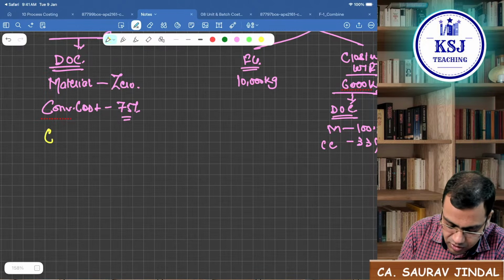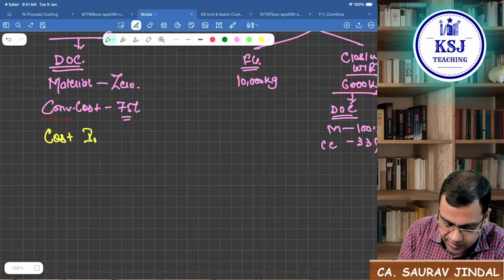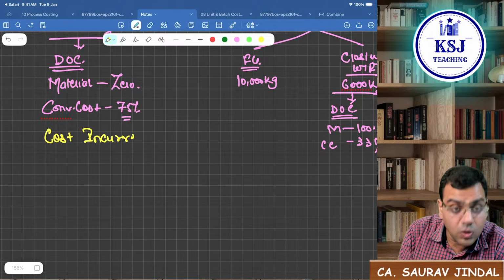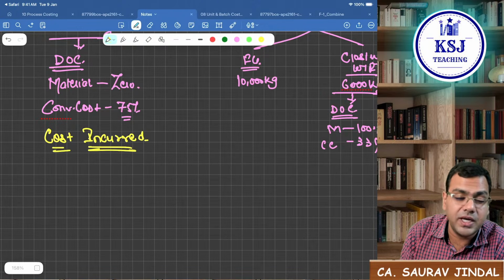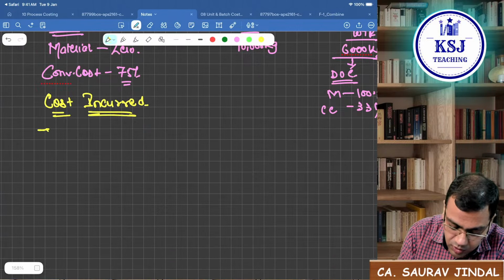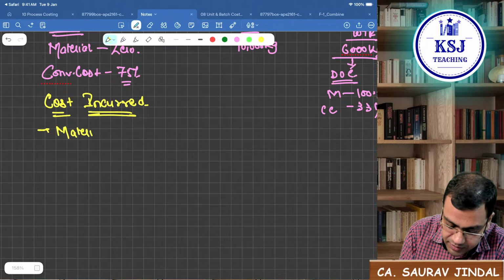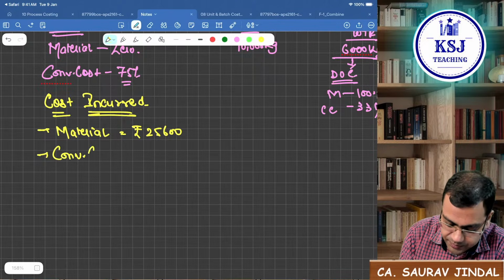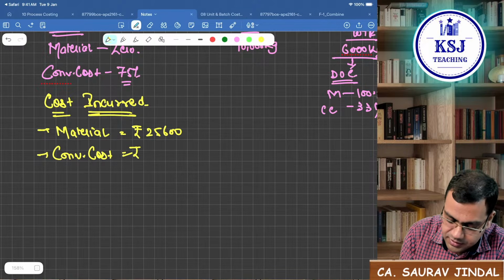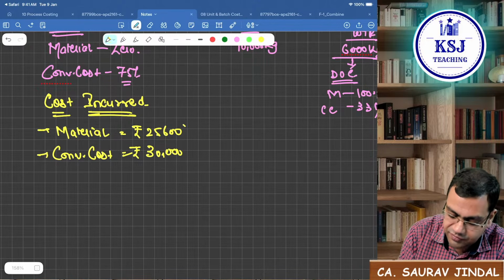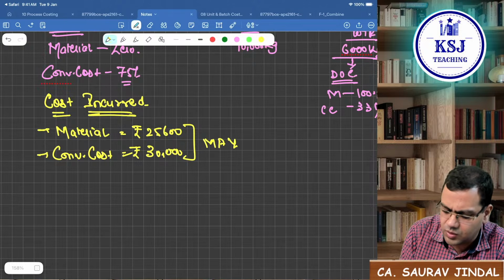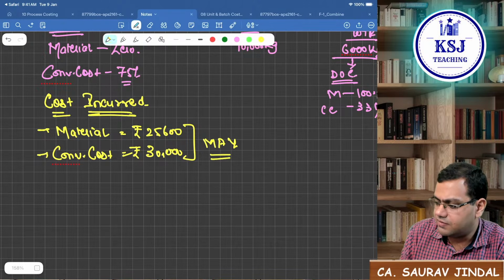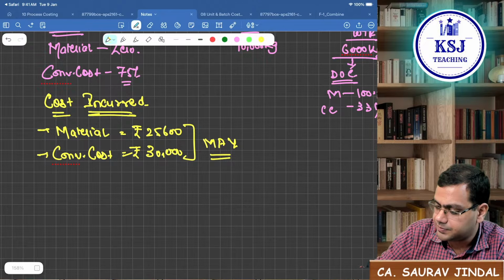So I'll write here cost incurred in the month of May. Whatever is the work done in the month of May, whether on opening WIP or on fresh input, what is the cost incurred? That is material cost of rupees 25,600 and conversion cost of rupees 30,000. This is the cost incurred for the month of May. This much is clear, guys.